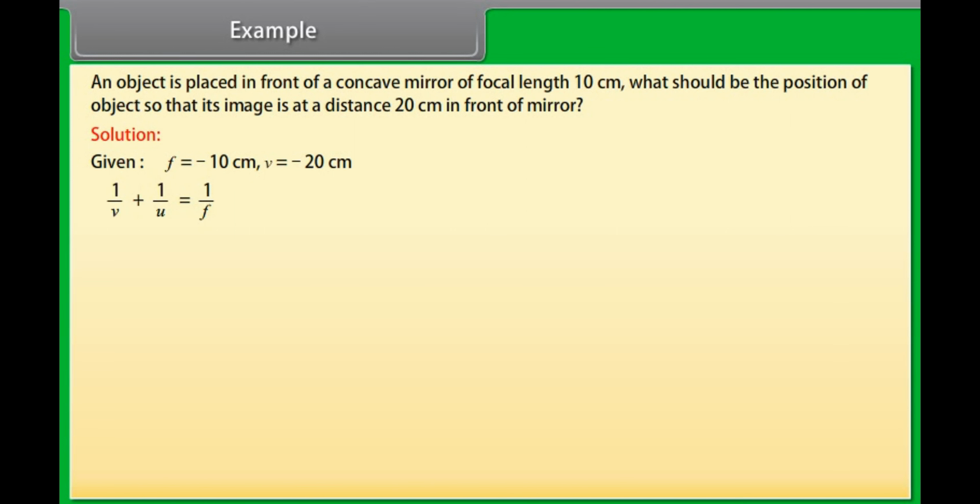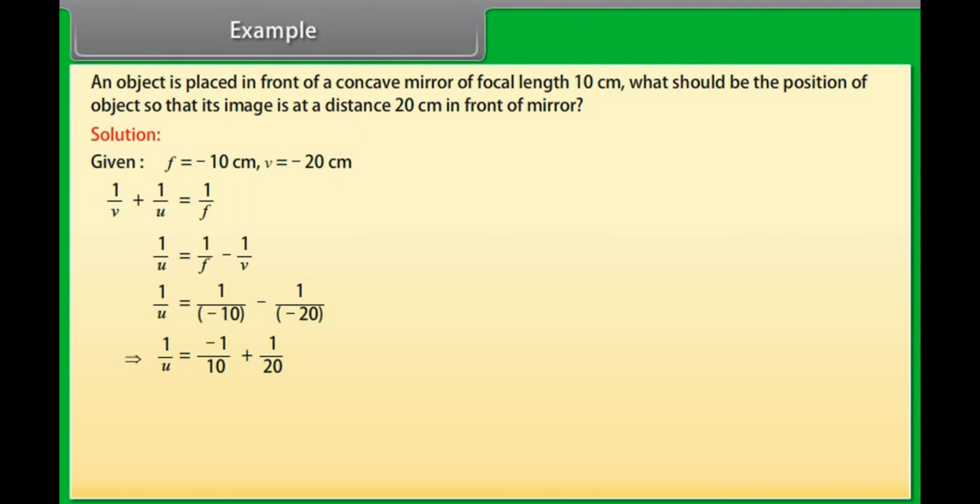1 by v plus 1 by u is equal to 1 by f. 1 by u is equal to 1 by f minus 1 by v. 1 by u is equal to 1 by minus 10 minus 1 by minus 20.